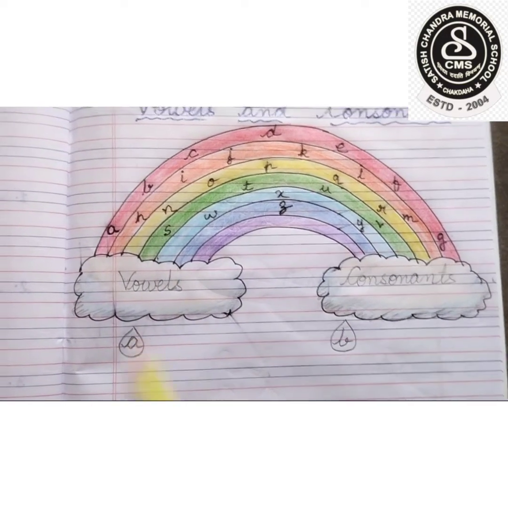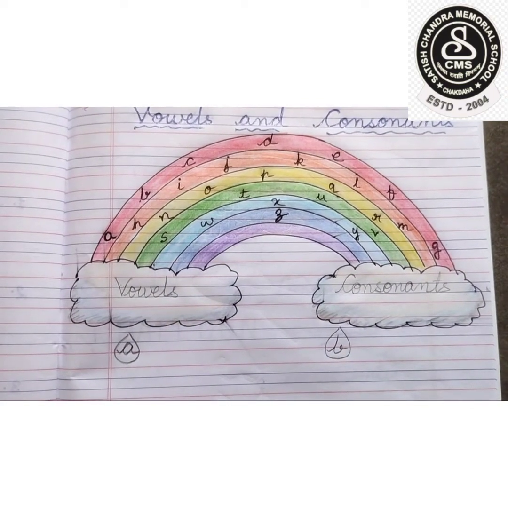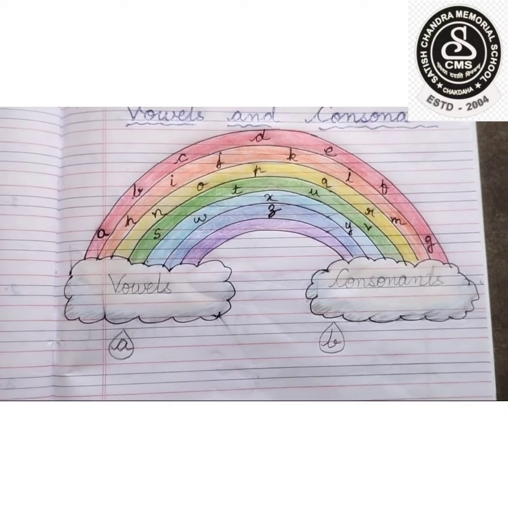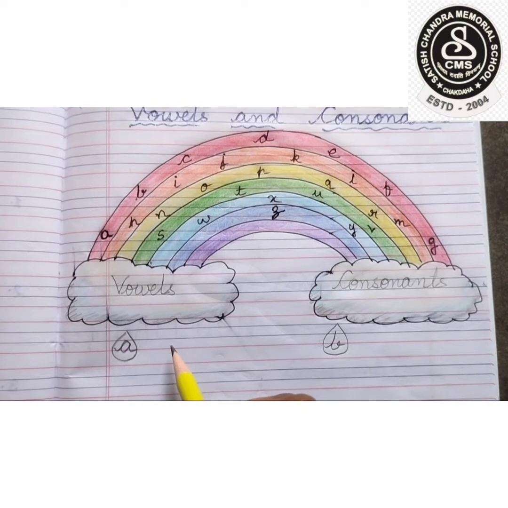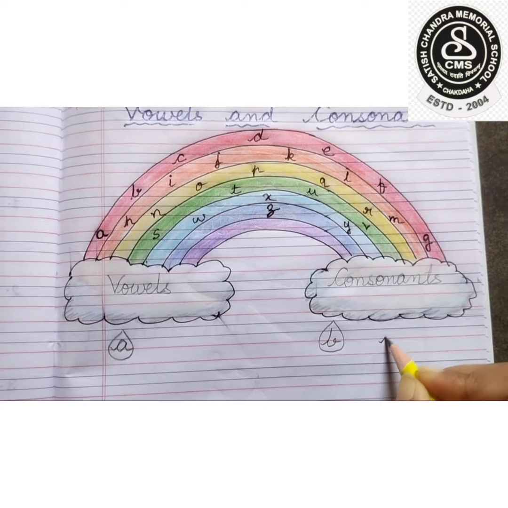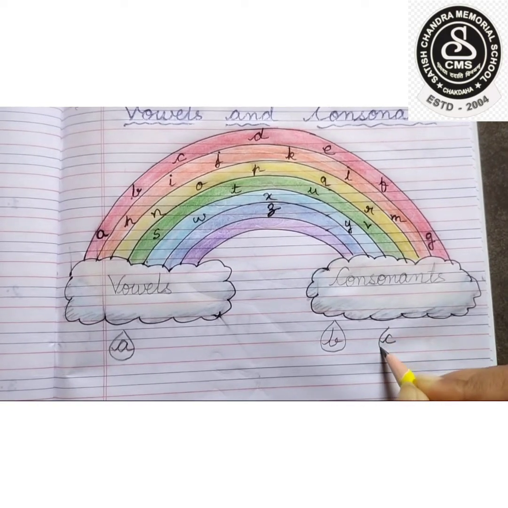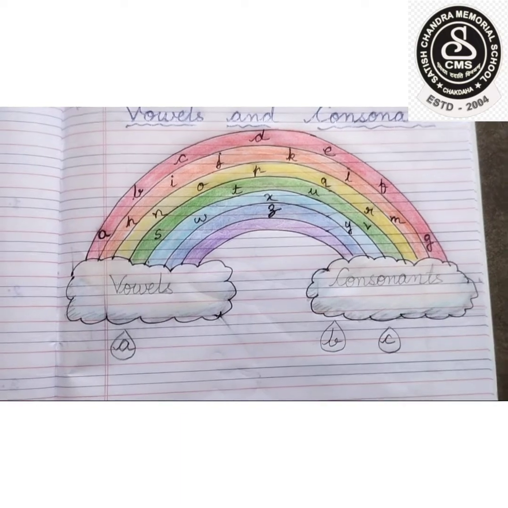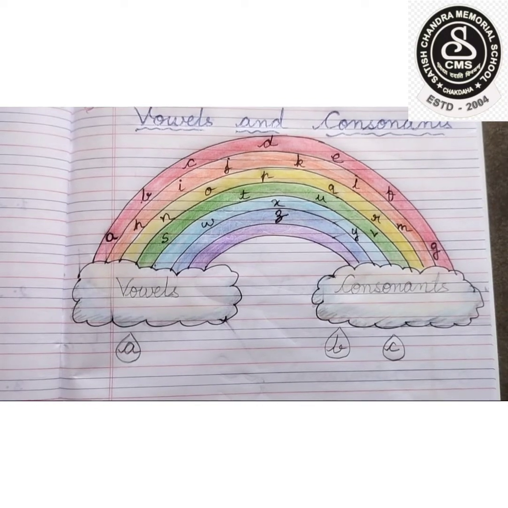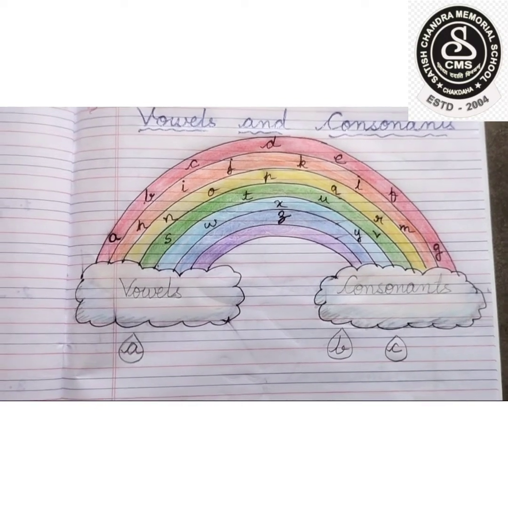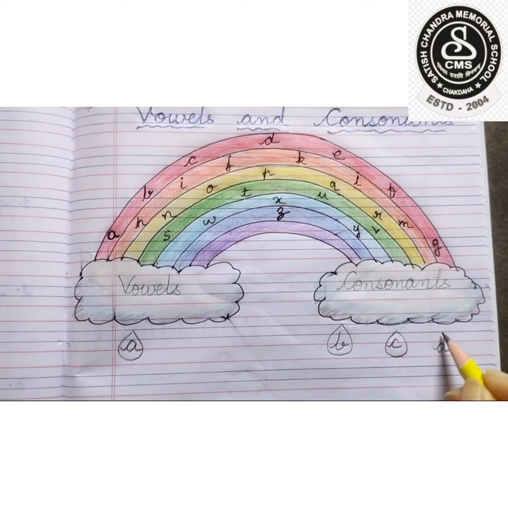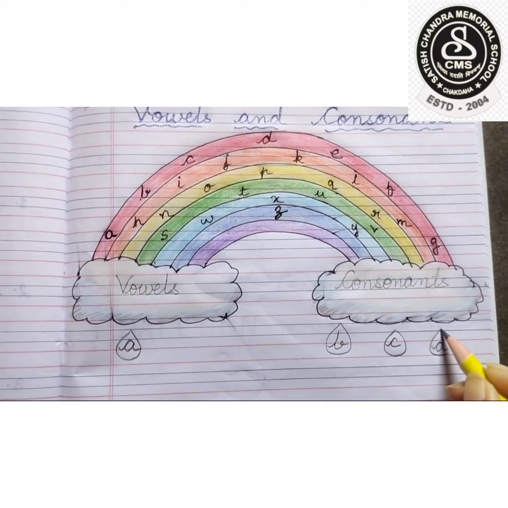Now children, tell me, is C a vowel or a consonant? Again you are right. It's a consonant. So we will write it under vowel house. No. Then yes, under consonants house. So here we will write C. And we will again make another raindrop. Next D. Is D a vowel or a consonant? Yes, it's a consonant. So we will write D under consonants. And we will make a raindrop.